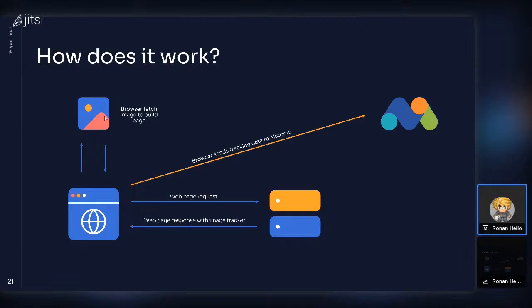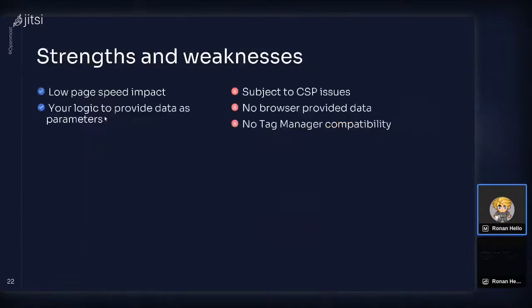Okay, so the way that your web browser is reaching the image from the Matomo server, at the same time, it sends information to Matomo. It's the way of displaying the image, and the image has tiny parameters, and this way you collect information in Matomo.